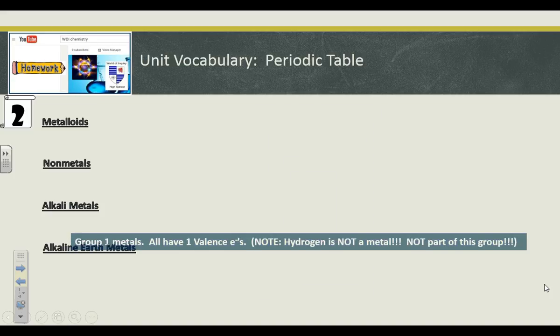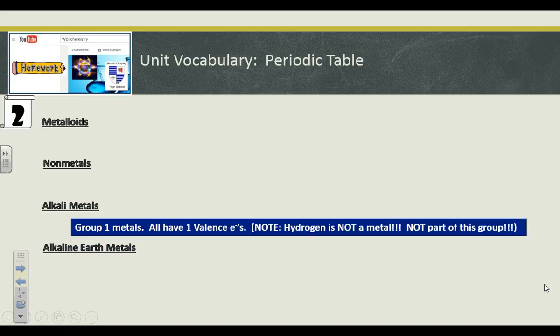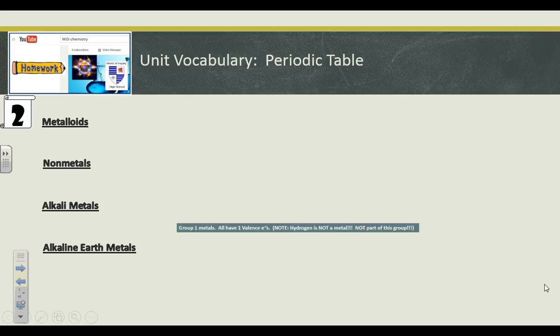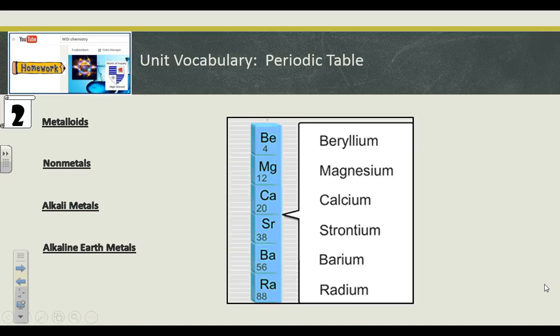By definition, alkali metals are all the group 1 metals. They have one valence electron, and please note, hydrogen is not a metal. It's not part of this group. It's actually floating above the periodic table, not touching. So if that's the way you remember, then that's the way you remember.